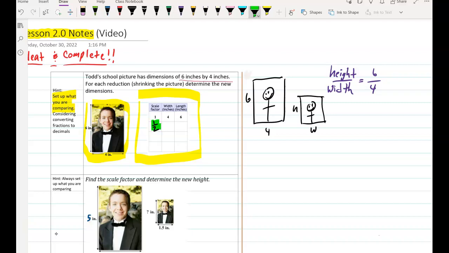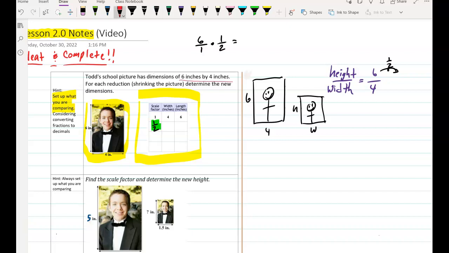So if we multiply 6 times a scale factor of 1/2, what is that? 6 times 1/2. Hopefully you remember how to multiply whole numbers times fractions, but if you don't, here's what we're going to do. Multiply a whole number by a fraction. First we're going to take that whole number and convert it to a fraction. Anytime you want to convert a whole number to a fraction, just put a 1 under it. So 6 is 6/1, and we're going to multiply that times 1/2 because that is our scale factor.